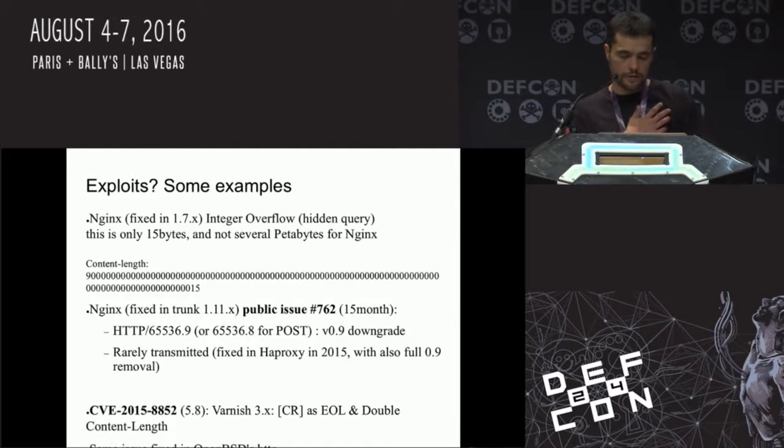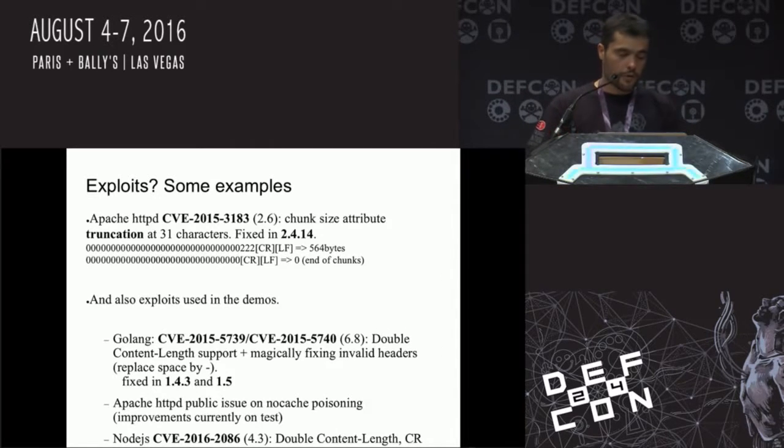Another one here is a vulnerability against Varnish, where the CR end of line was valid, and you could also use double content length headers. There's another one, but I can't read it. Another one on Apache is on the chunk size attribute. When you do chunked transmission, you've got chunks with a size. There was a truncation, like only the first 31 characters are read. So you can use the 0 character and try to alter the size of the chunks. This is now fixed, of course.